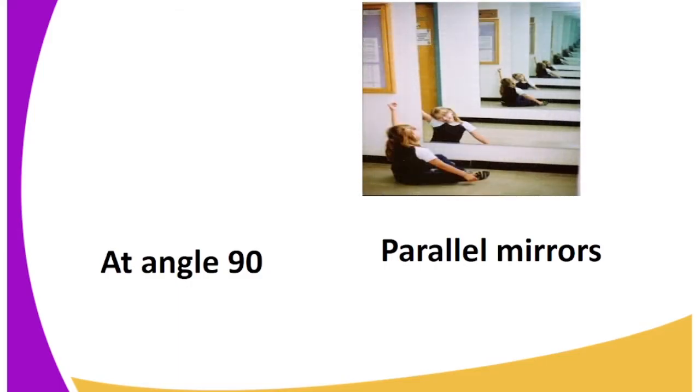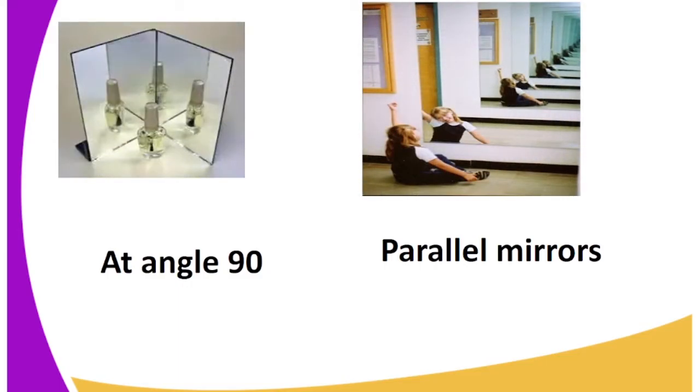As you can see, at an angle of 90 degrees, how many images are formed when two mirrors are placed at an angle of 90 degrees? You can see 4 images. And in parallel mirrors, the images formed are infinite.